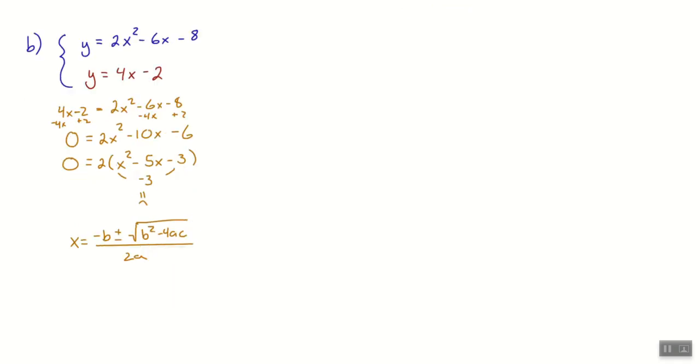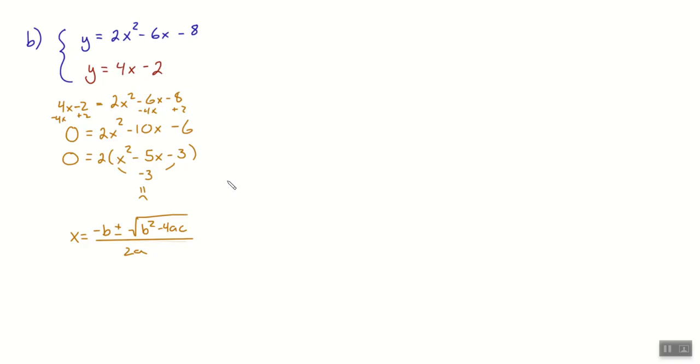Okay, so in here, help me plug it in. What is A? What is B? What is C? What's A? 1, because 1x squared. What is B? Negative 5. Love it. And C? Negative 3. So here we are. Let's try it. X equals negative b would become what if it's negative 5 already?